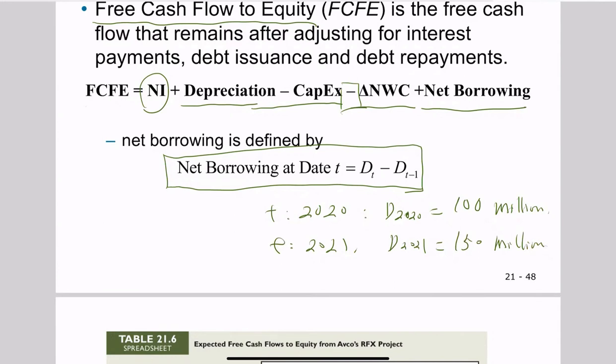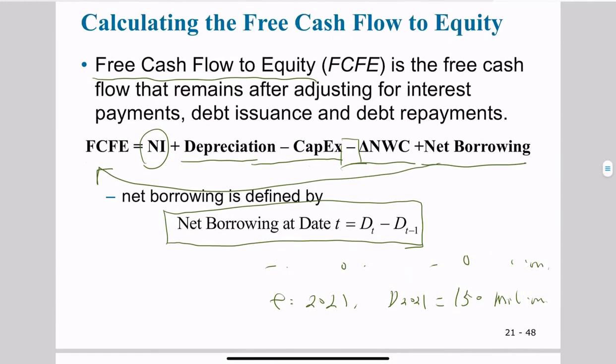So essentially this means in year 2020, the firm raised $100 million of cash from debt. And then in 2021, the firm would raise an additional $50 million, right? In this case, it means that this additional cash will increase the free cash flow to equity holders, right? So it's actually pretty intuitive.